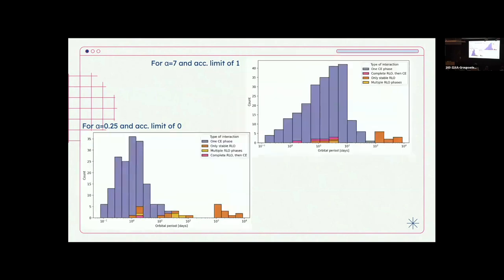And then if we exclude the systems that didn't go through mass transfer, because we don't care about them right now, we can see that most of our population of white dwarf main sequence binaries actually went through common envelope for every single one of our models. And that leads them to have shorter periods, but we also have some population that went only through stable mass transfer, and they tend to have larger periods in general.